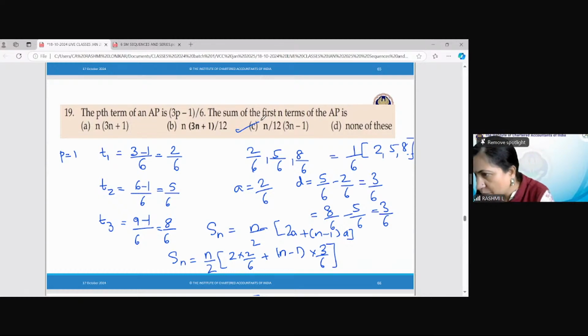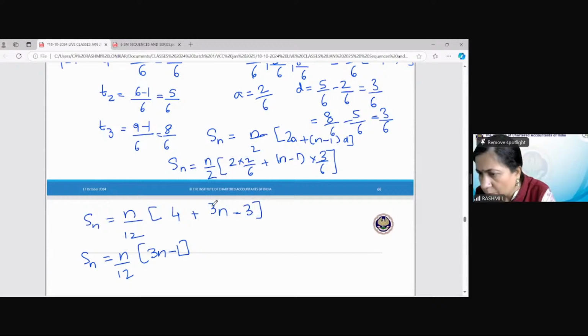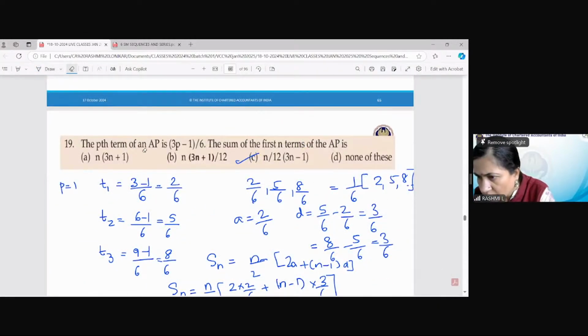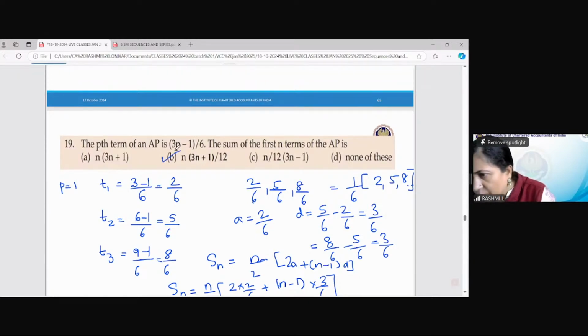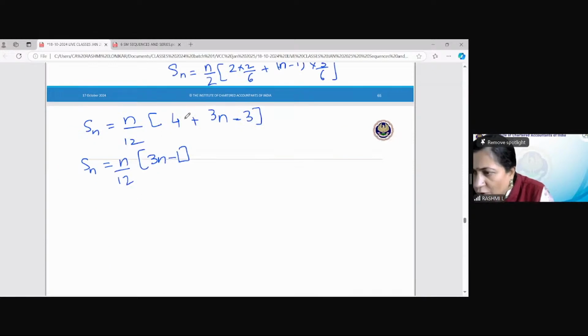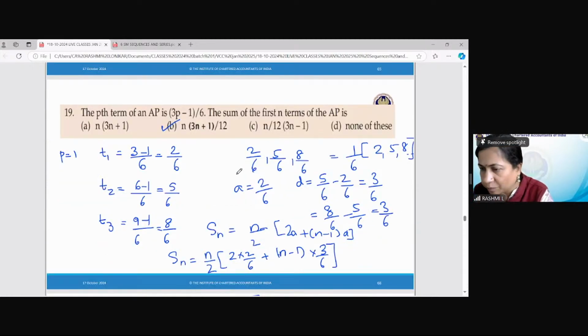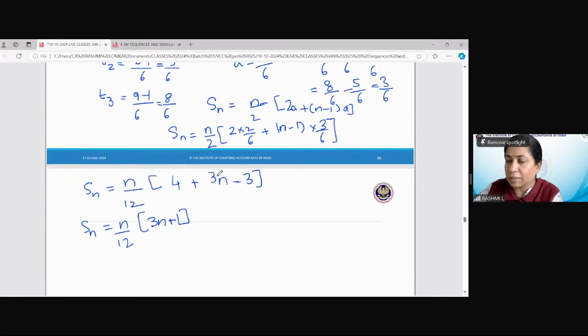ओ प्लस हो गया ना, सॉरी सर, 4 + 1 है ना, ये नहीं, B will be the answer. B, because this is 4 plus 4 minus 1 plus 1 plus 4 minus 3 is plus 1, so 3n plus 1 upon 12, n into 3n plus 1 upon 12, so B will be the correct answer. देखो मेरे से ही गलती हो रही है साइन में, 4 minus 3 is plus 1, so n upon 12 3n plus 1 upon 12.